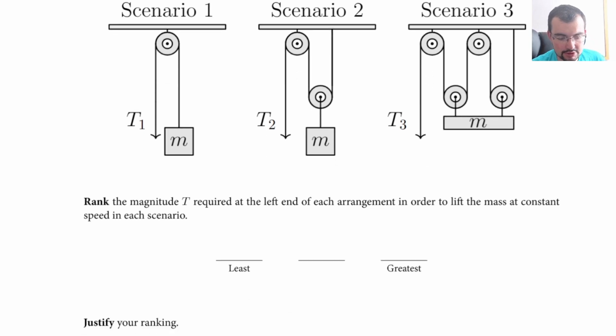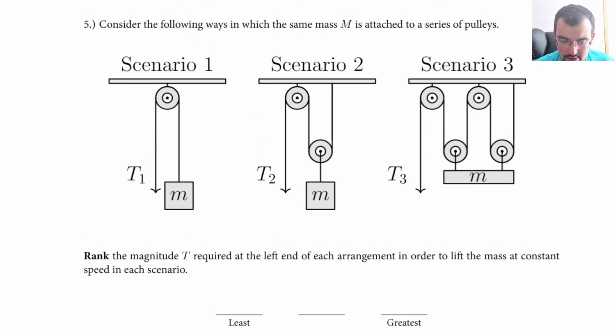So here's some pulley tracking. We just want to rank the magnitude of the tension we needed to lift these masses at constant speed. And they are all the same. So first of all, do the rope tracing. That's really easy. So scenario 1, we get exactly T1 that pulls the M, meaning the required force would just be mg. This pulley is essentially doing nothing.